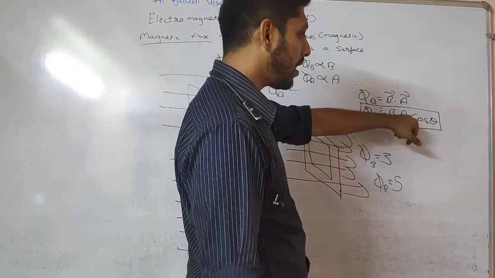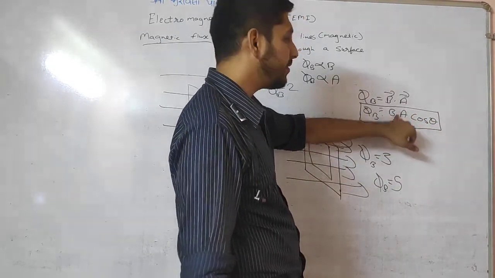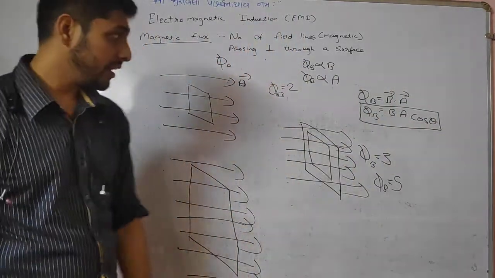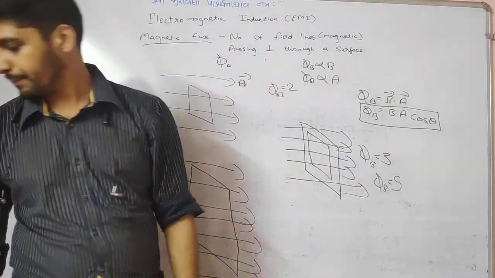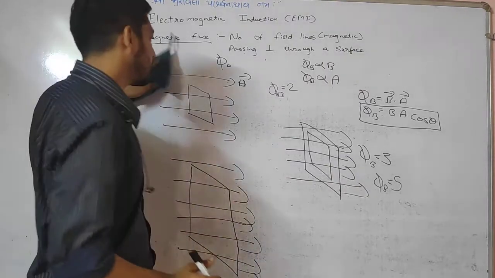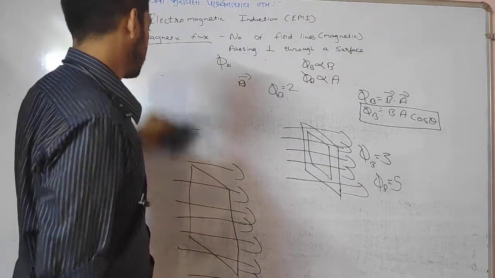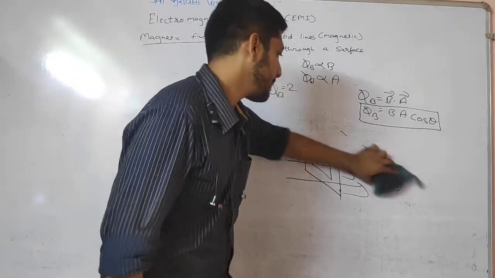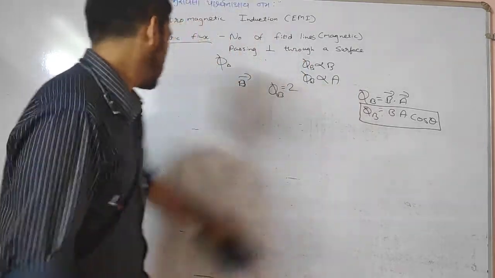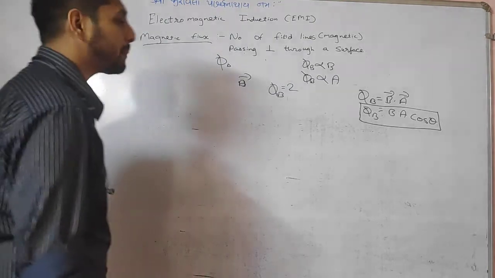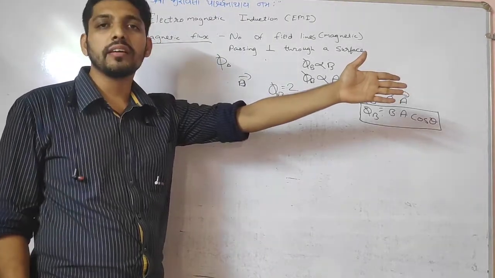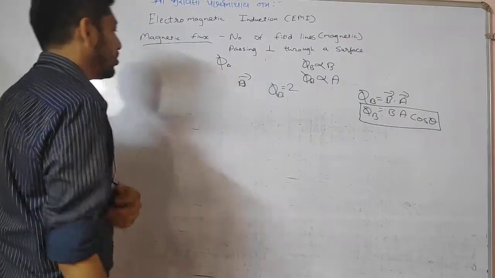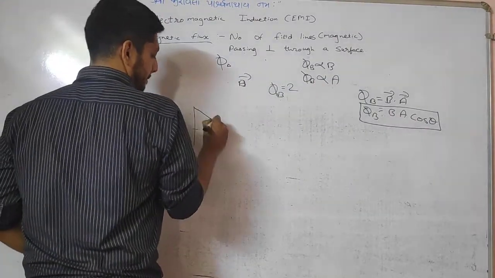Now, you already studied that it depends on magnetic field and area. Now we'll study how it depends on theta, that is cos theta. So for that, it is not always necessary that the magnetic field is in a straight line. It can be inclined also, it can be above also, it can be in any direction.